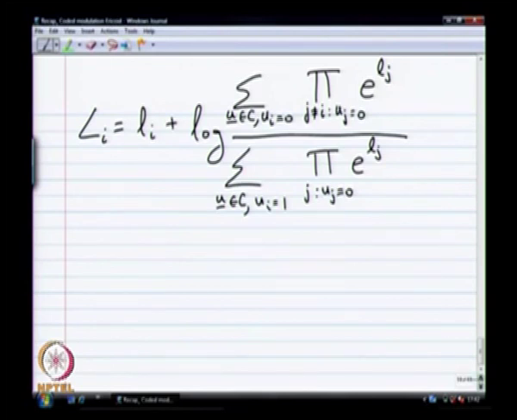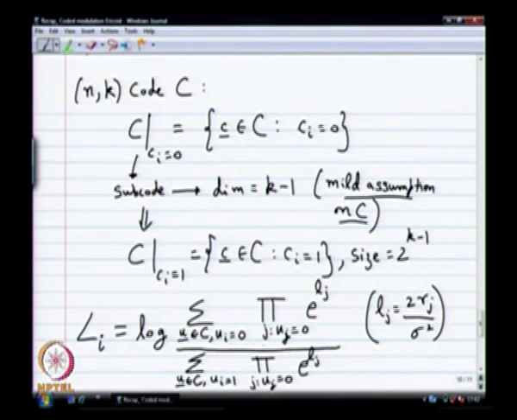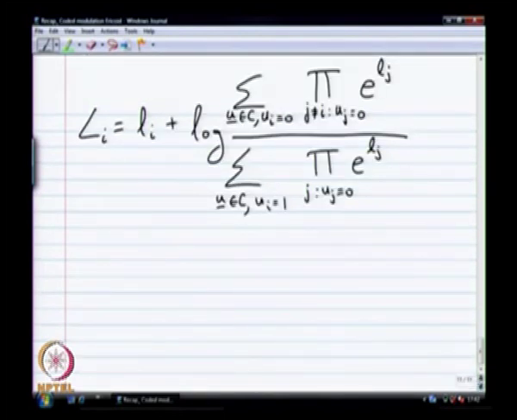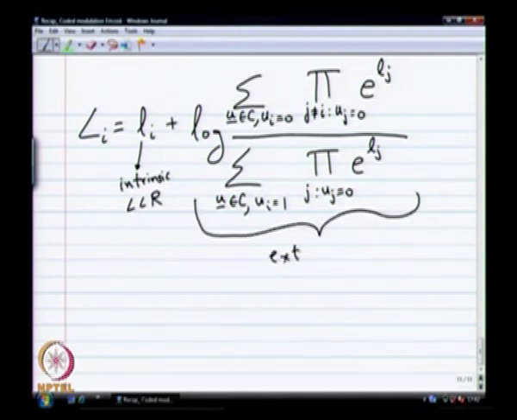If you see previously, if j equals i, clearly ui will be 0, so e power Li will show up in each of the terms in the numerator. So I can pull it out and write it in this form. This is a very general form. This is called the intrinsic LLR, and this is called the extrinsic LLR. This is the final vector LLR.